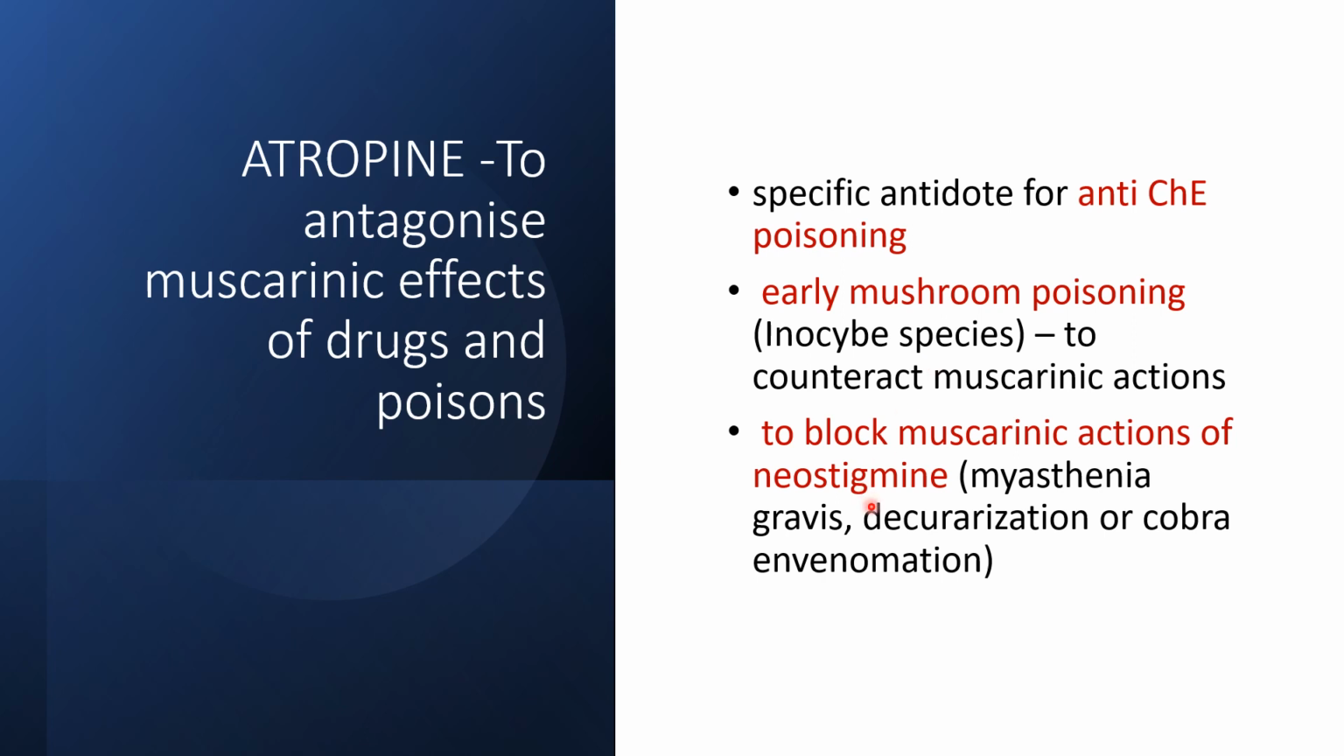It is used along with neostigmine to block the muscarinic actions of neostigmine. Neostigmine is used in the management of myasthenia gravis, in decurarization, and in cobra bite. In these cases, we need only nicotinic actions. So atropine is used to block the unwanted muscarinic side effects of neostigmine.